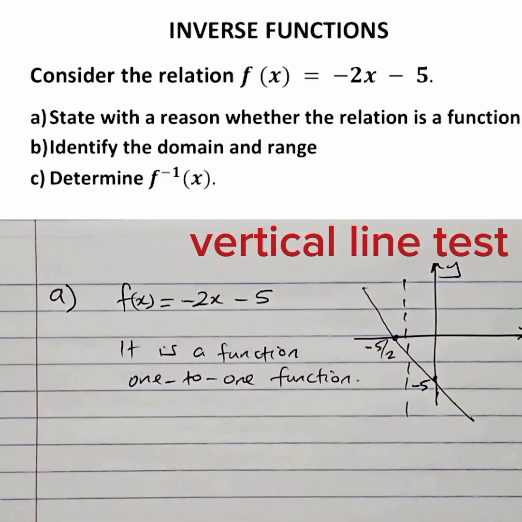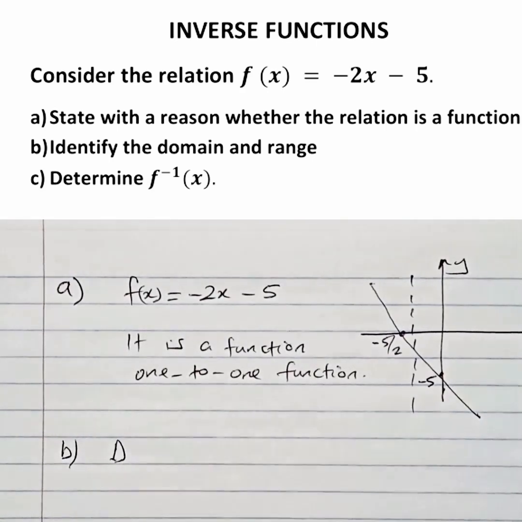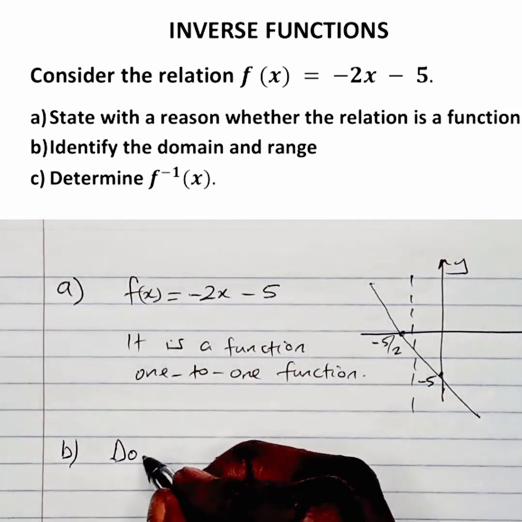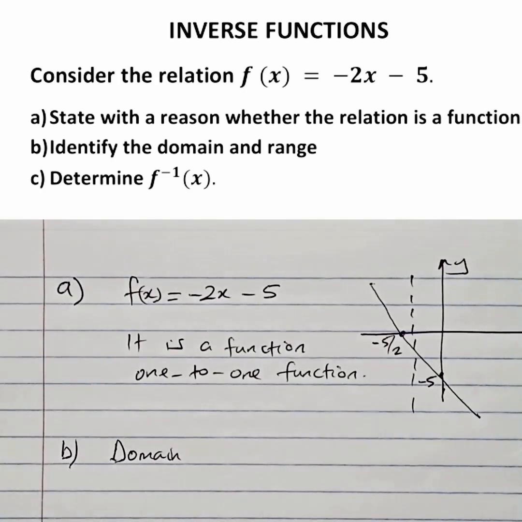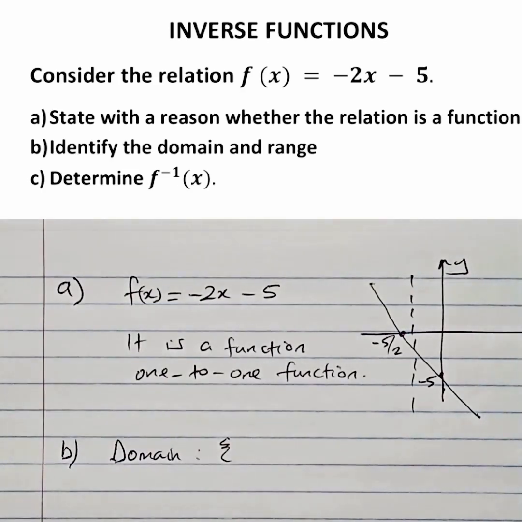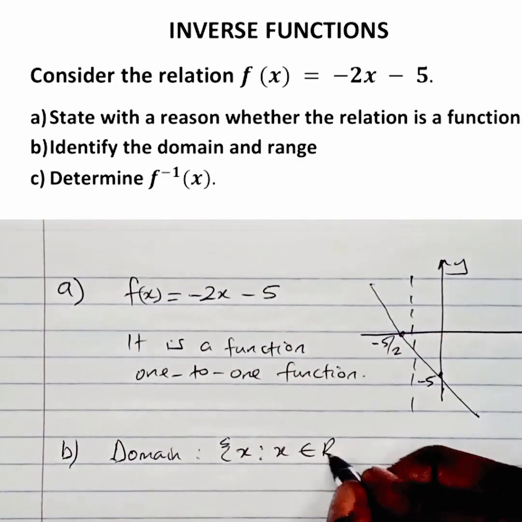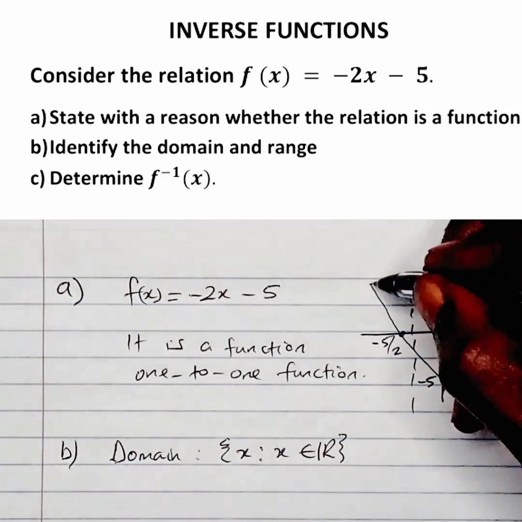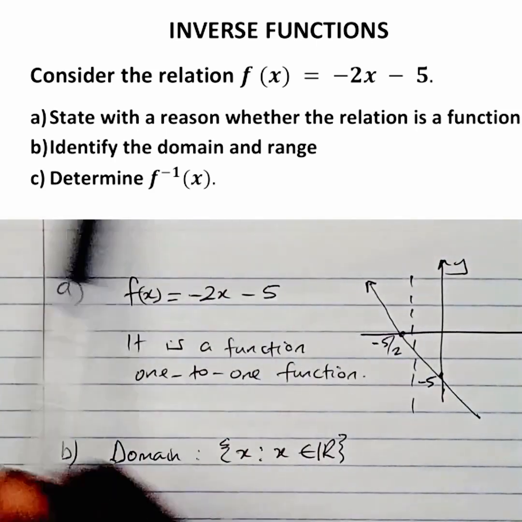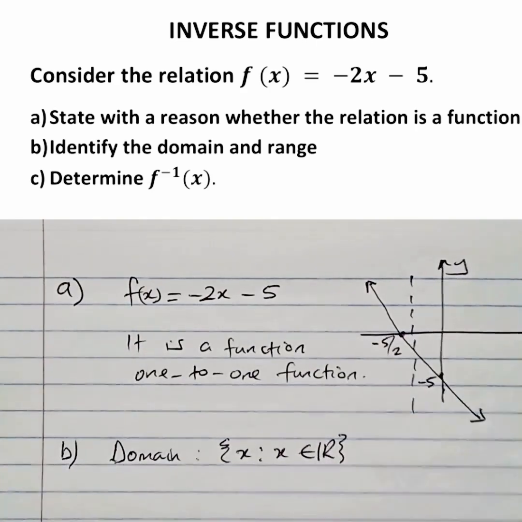Now let's go to B. On B, we are required to find the domain and the range. Now that we know it's a function, we're required to find the domain and the range of that function. To find the domain, you look for the values of x where that graph exists, where it is valid. So the domain is x such that x is an element of all the real numbers, because if you look at this graph, it goes all the way to negative infinity and all the way to positive infinity.